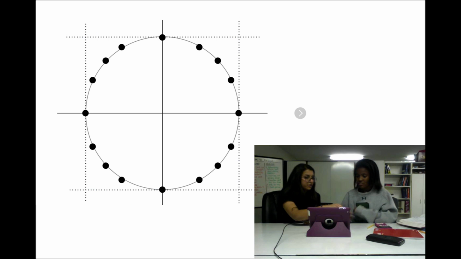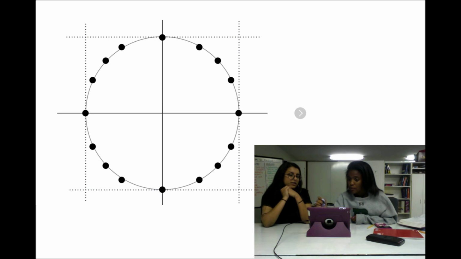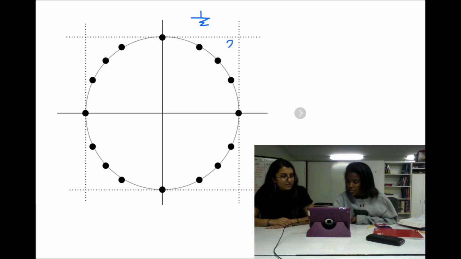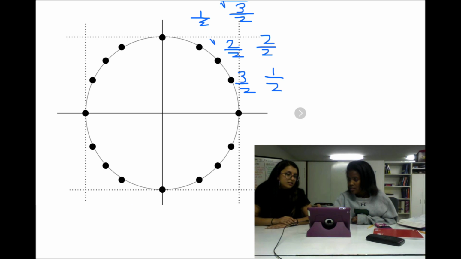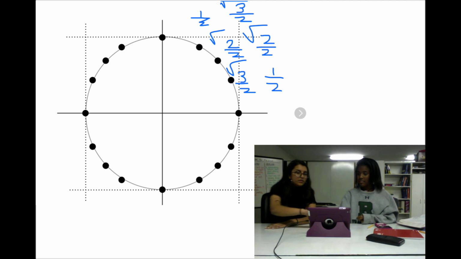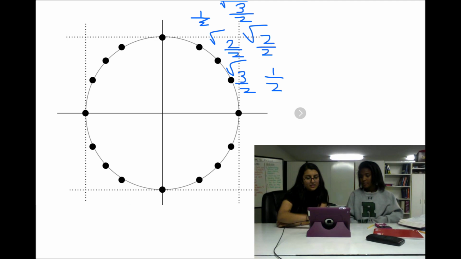So, here we go. Just the one quadrant, the first quadrant. So you said 1, 2, 3, 1, 2, 3. They're all over 2, so it'd be 1, 2, 3, all over 2. And then the top number is squared. So it's like that. Perfect, that's looking good.